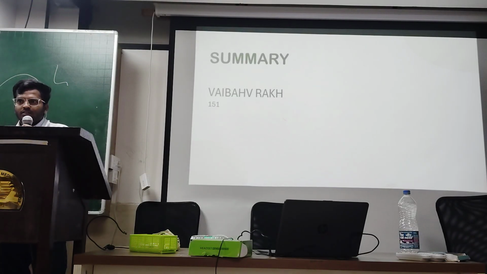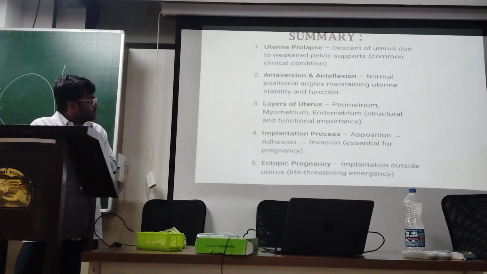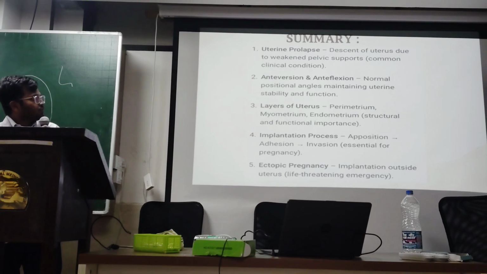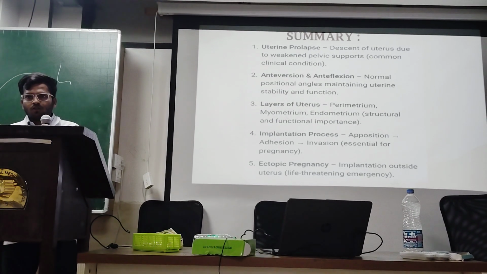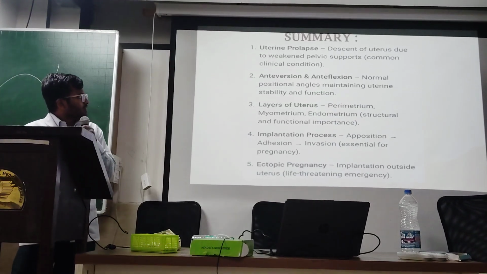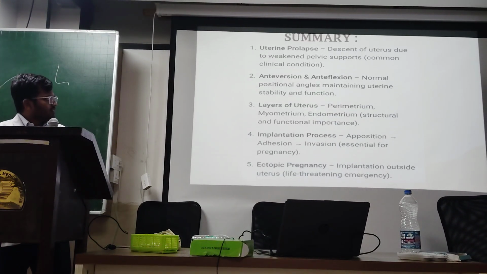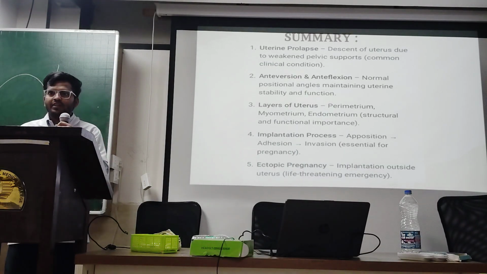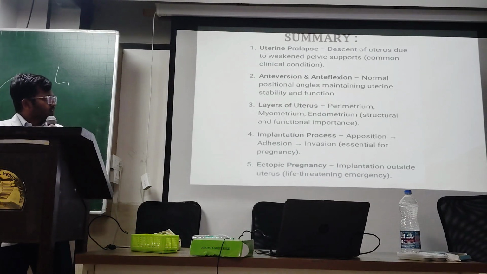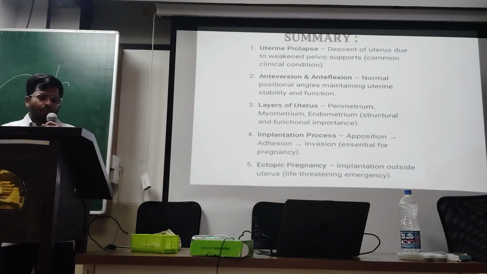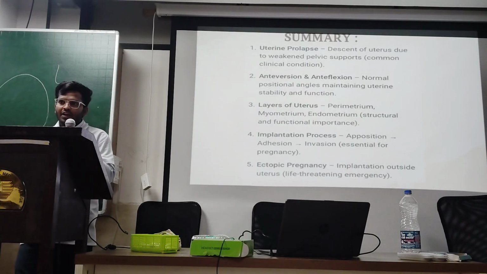Today I am going to present the summary. The first is uterine prolapse. This is a descent of the uterus due to weakened pelvic support. This is common in clinical conditions. Second is anteversion and anteflexion. These are normal position angles which maintain stability and function of the uterus. Third one is layers of the uterus. They are perimetrium, myometrium and endometrium.